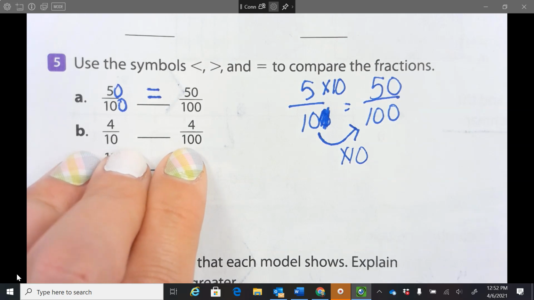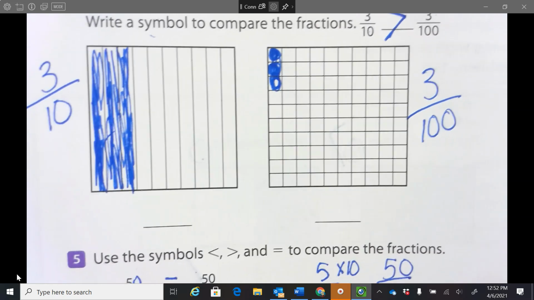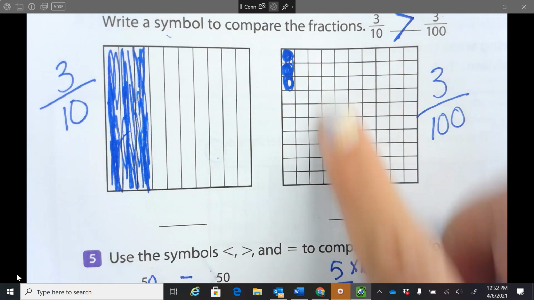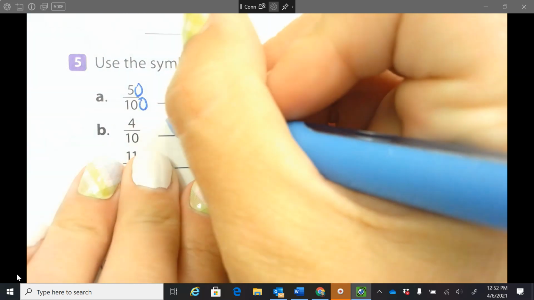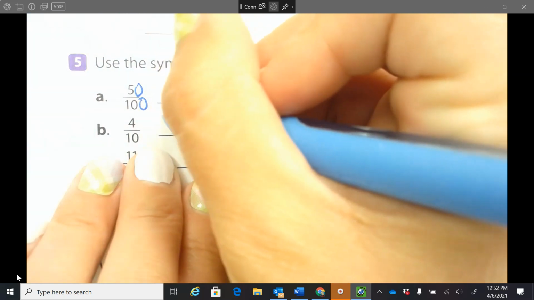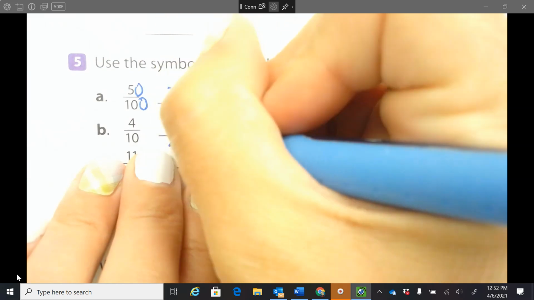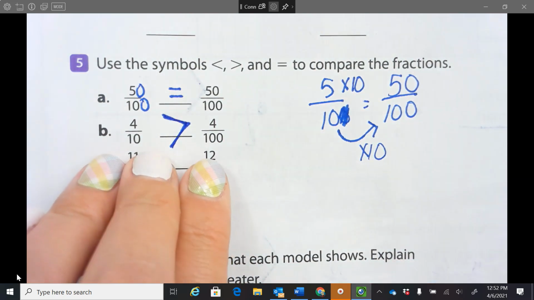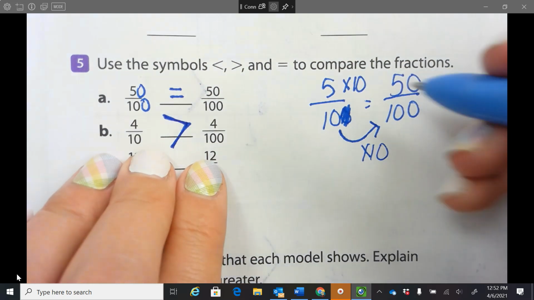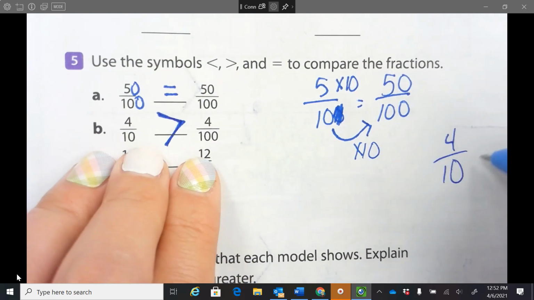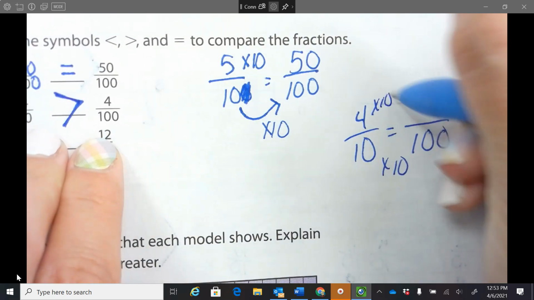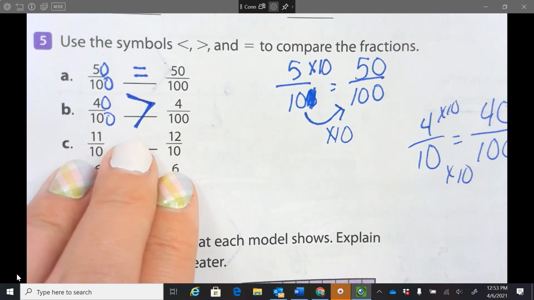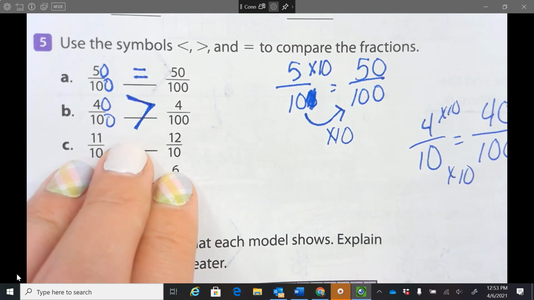Let's check out 4/10 and 4/100. That's basically like the same thing we did up here, right? 3/10 or 3/100. We knew that 3/10 was more, so 4/10 is going to be more. You could also do the strategy of changing 4 tenths to have a denominator of 100 and make this 40 100ths.